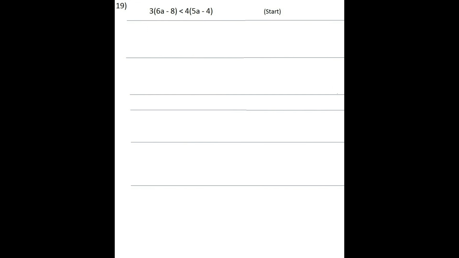What's the first thing we're going to do? The distributive property. So that's 3 times 6a, which is 18a, and then there's 3 times negative 8, which is negative 24. And that's the first portion of this problem. So we have 18a minus 24 as our left-hand side of this problem.